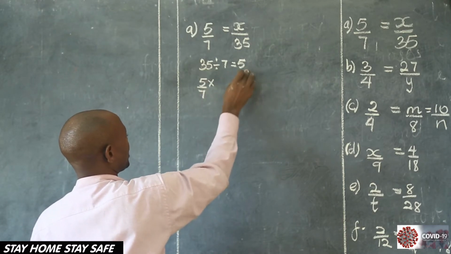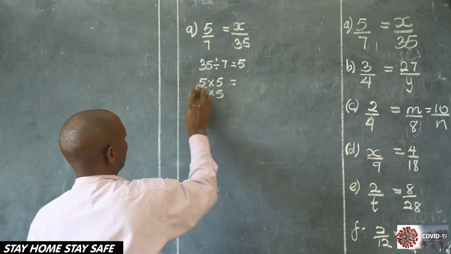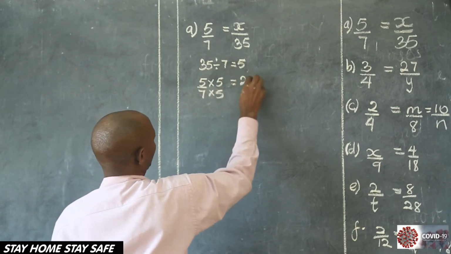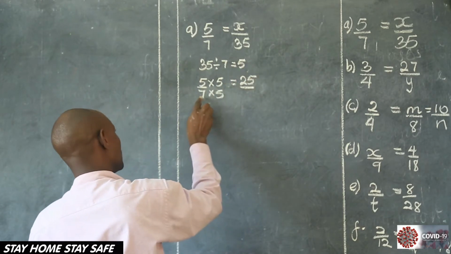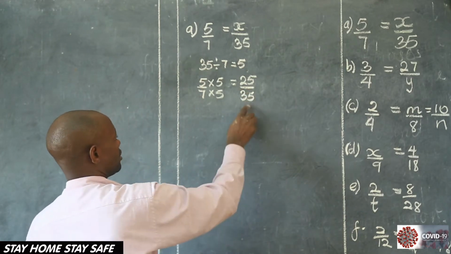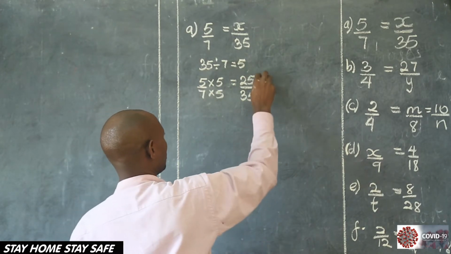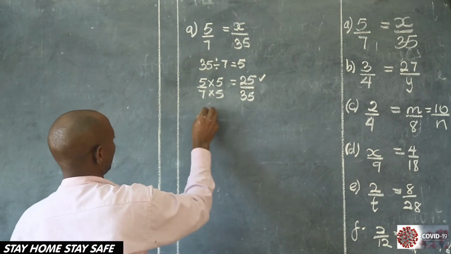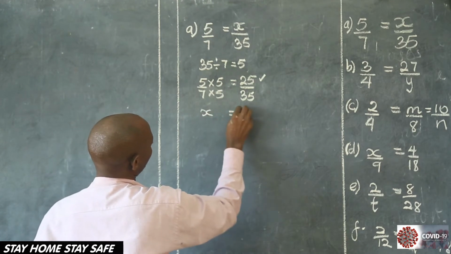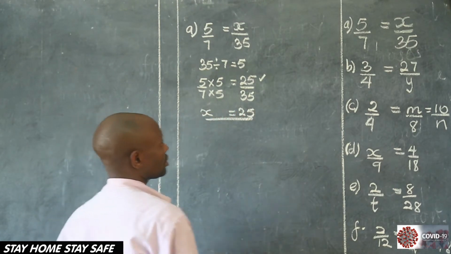We multiply by the common factor which we have got. And 5 times 5, we shall get 25 out of 7 times 5, we shall get 35. So 35 is already given in our equation here, and we are interested in the numerator. Therefore, x is equal to 25. I hope you passed this.